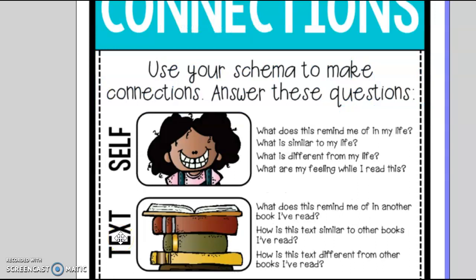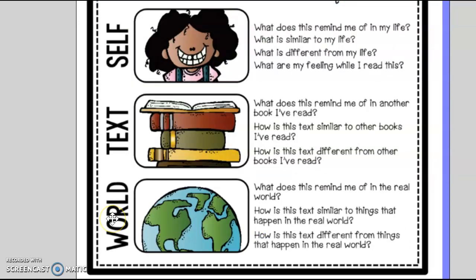If you are making a text-to-text connection, you can ask yourself, what does this remind me of in other books I've read? How is this similar to other books I've read? How is this text different from other books I've read? And if you are making connections to the world, you can ask yourself, what does this remind me of in the real world? How is this text similar to things that have happened in the real world? And how is this text different from things that happen in the real world?